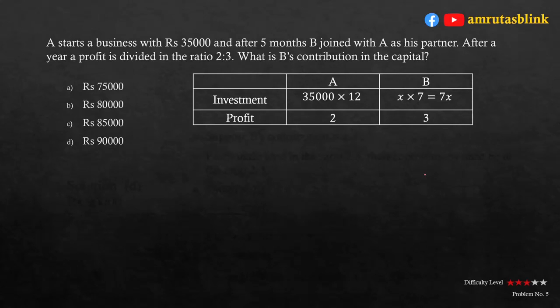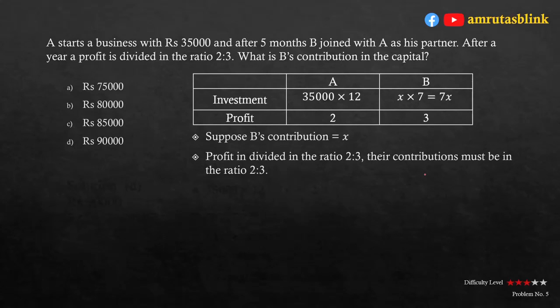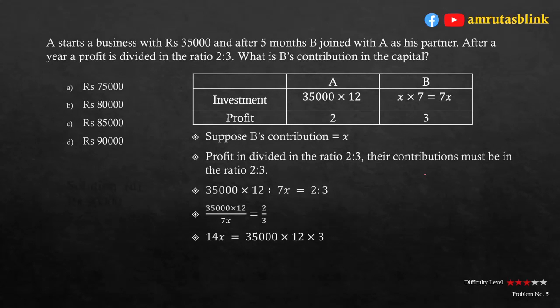Now, it is given that after a year profit is divided in the ratio 2 as to 3. Hence, we can conclude that 35,000 into 12 as to x into 7, that is 7x, is equal to nothing but 2 as to 3. So, 35,000 into 12 upon 7x is equal to 2 upon 3. Now, we need to solve this equation. So, 14x is equal to 35,000 into 12 into 3, hence x is equal to rupees 90,000.